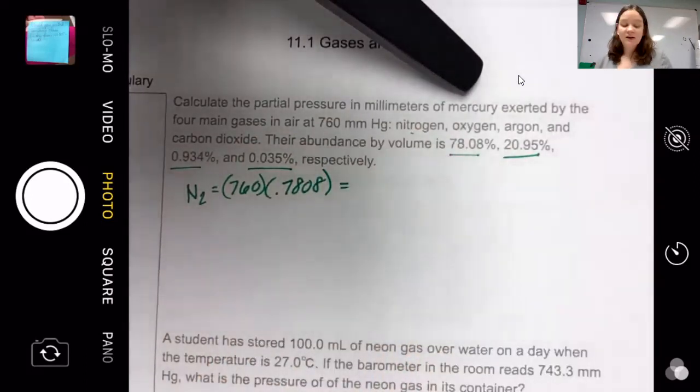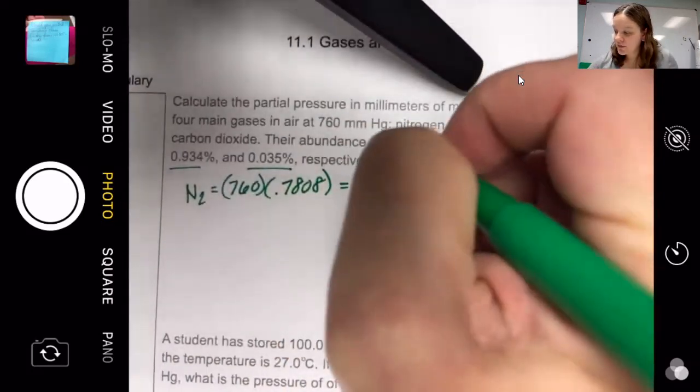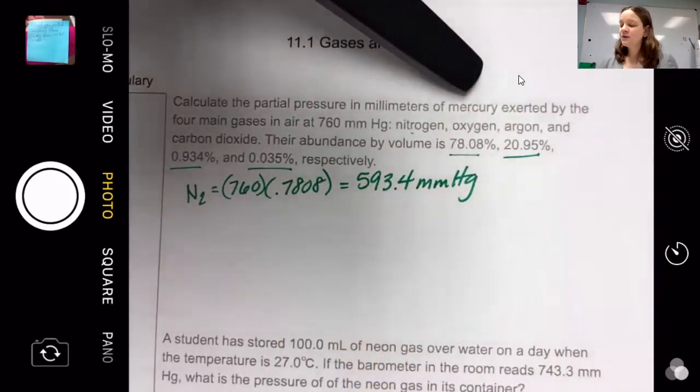Okay, so if you plug that in, you'd find 593.4 when we're given millimeters of mercury. So we should stick with that. Okay, so take a moment, pause the video, try the other 3 of these. Okay, and then come back and check yourself.